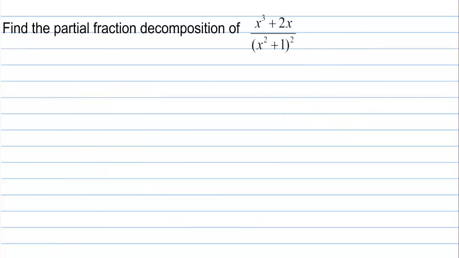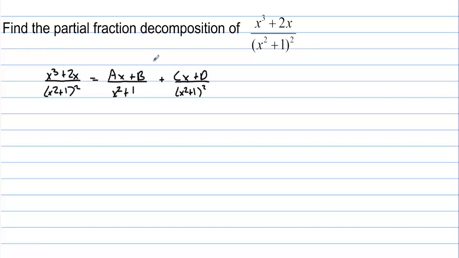Find the partial fraction decomposition of this one. We have x to the third plus 2x over x squared plus 1 squared is equal to Ax plus B over this to the power of 1, so x squared plus 1, and then plus Cx plus D over, and now we have x squared plus 1 squared.